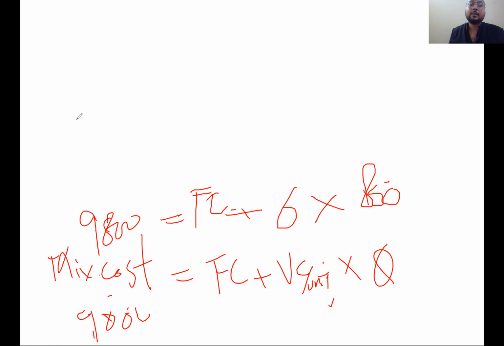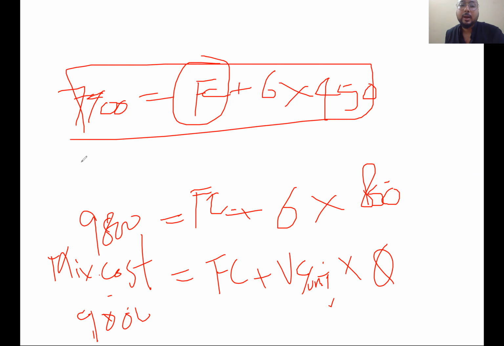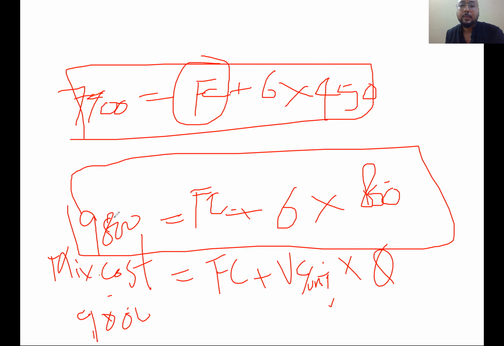Or if you are taking this 7,400, 7,400 would be fixed cost plus 6 multiplied by 450. So total cost, fixed cost you can easily find out. Either you can use this or you can use this.